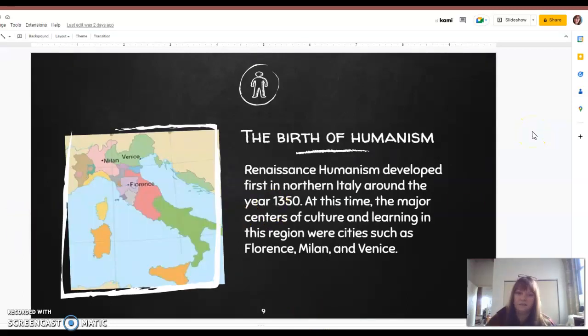So, how did this humanism start? Well, Renaissance humanism developed first in northern Italy around the year 1350. And at this time, the major centers of culture and learning in this region were cities like Florence, Milan, Venice, Venezia, if you speak Italian. And if you recall Italy being the boot, it kind of looks like a boot. These three cities would be in the northern part of that boot.